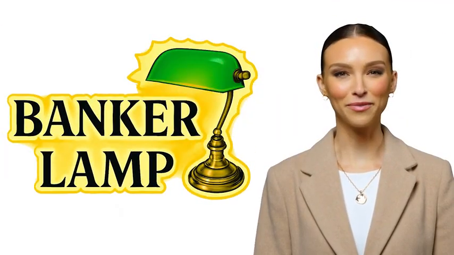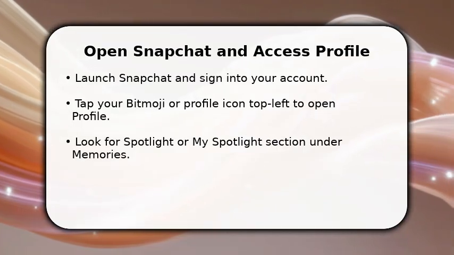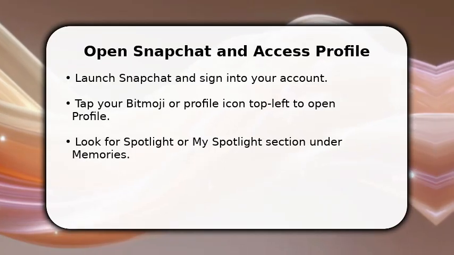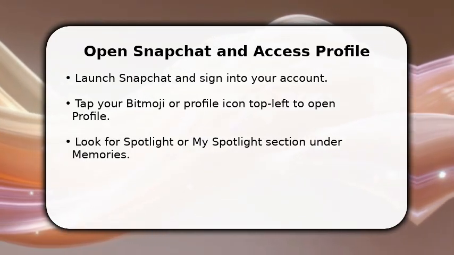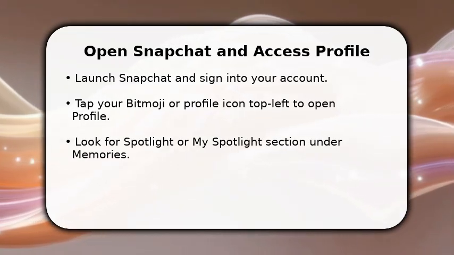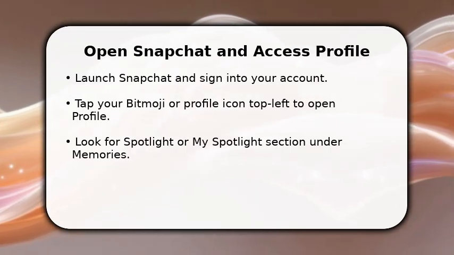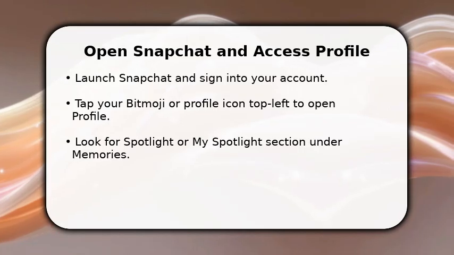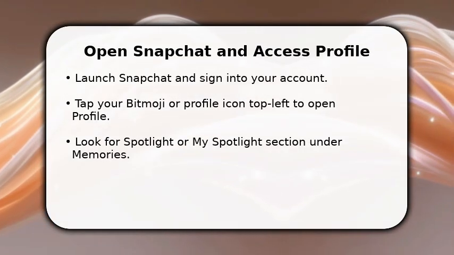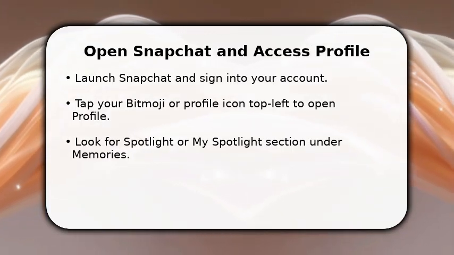Please enjoy the video. You start by opening Snapchat and signing in. This makes sure the app loads your content. Once done, tap your Bitmoji or profile icon at the top left to open the profile screen where Spotlight Access lives. You need to locate the Spotlight or My Spotlight entry. Snapchat groups Spotlight submissions under your profile. This step is essential because Spotlight views and basic metrics are tied to the content you submitted, so make sure you're viewing the same account that uploaded the clip.